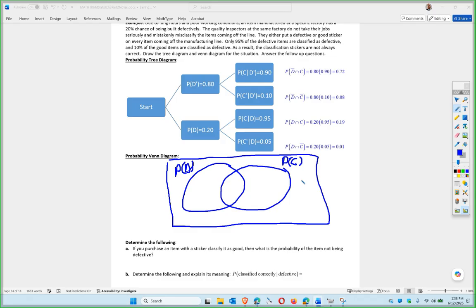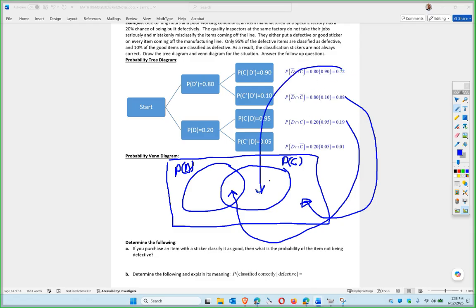Okay? Okay, so if I'm both, that's 19%. Right? If I'm neither, that's 8%. Okay? If I'm C but not D, right? That's this one here, isn't it? It goes there. If I'm D but not C, that goes here, doesn't it? So the same numbers from the tree are the same numbers in the Venn diagram, okay?